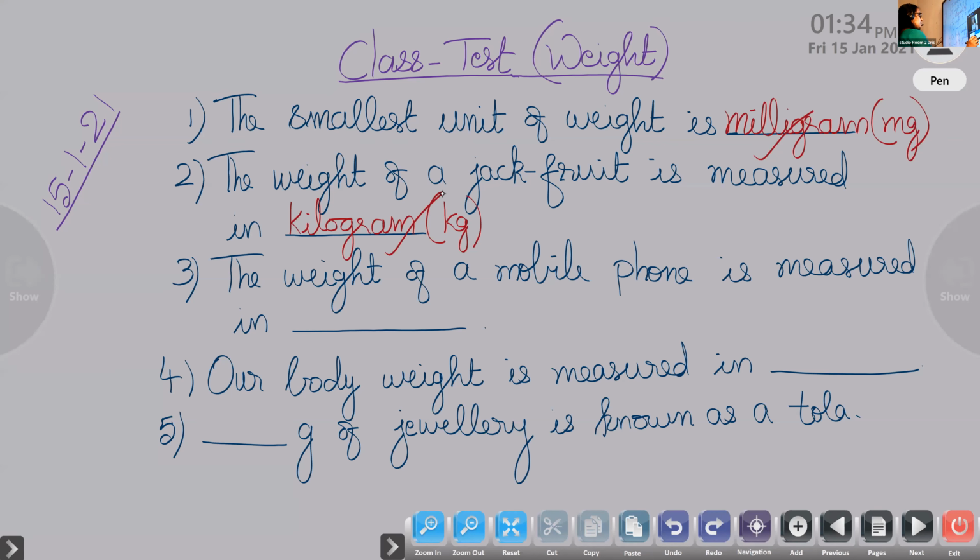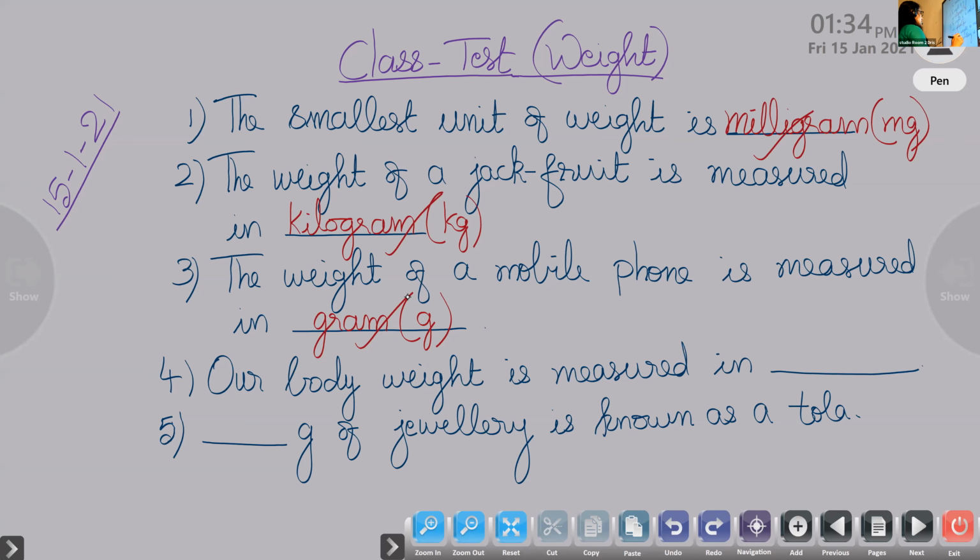Now third one. Azim, the weight of a mobile phone is measured in? Gram. Gram. Good. The weight of a mobile phone is measured in gram. Put a tick mark. Good.